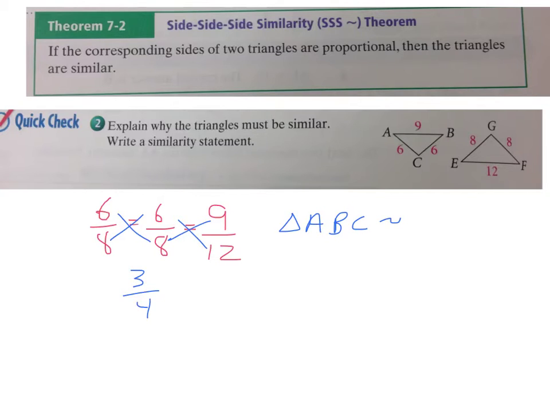Now actually, there are going to be 2 acceptable answers for this. See if you can come up with both of them. Hopefully you will agree that you can say triangle ABC is similar to triangle EFG or triangle FEG. The C has to correspond to the G, but the A can correspond to the E or the F, and the B can correspond to the E or the F.